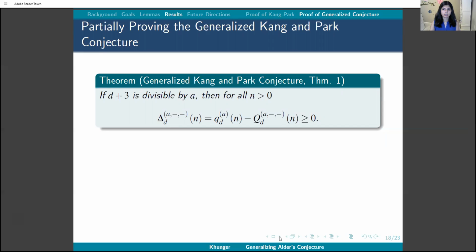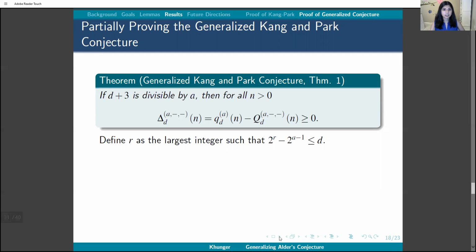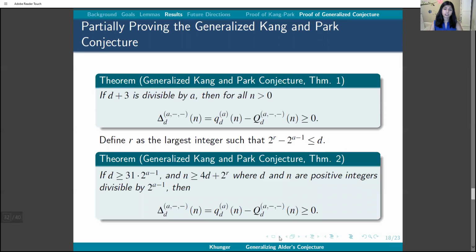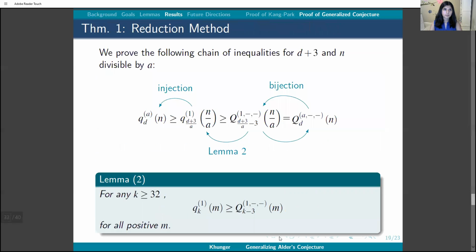Now we'll be looking at some of our other results towards proving this generalized Kang and Park conjecture. First, we showed that for d plus 3 divisible by a, and for all n, the delta dash dash function is non-negative. And to show our next result, we need to define r as the largest integer such that 2 to the r minus 2 to the a minus 1 is less than or equal to d. And then we show that for sufficiently large d and sufficiently large n, where d and n are divisible by 2 to the a minus 1, delta sub d a dash dash is in fact non-negative. So we'll walk you through how we did this.